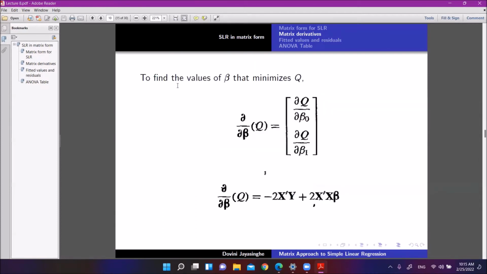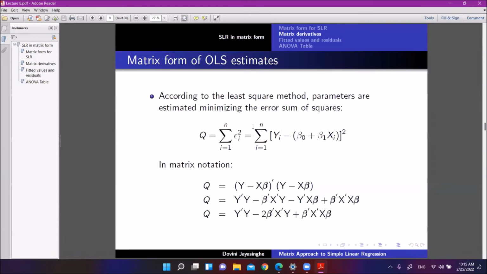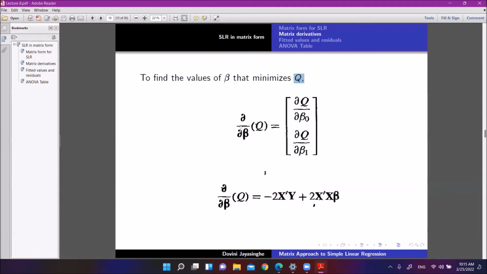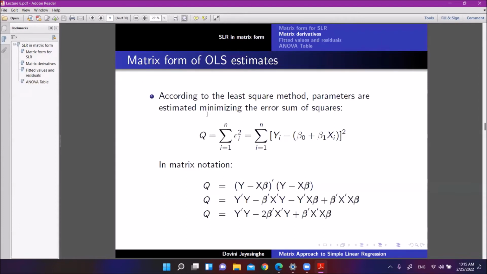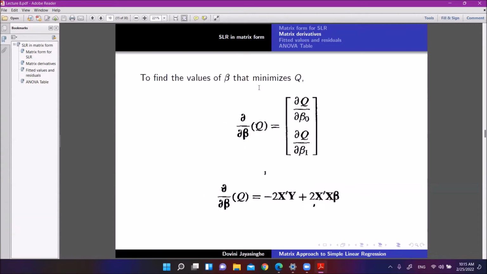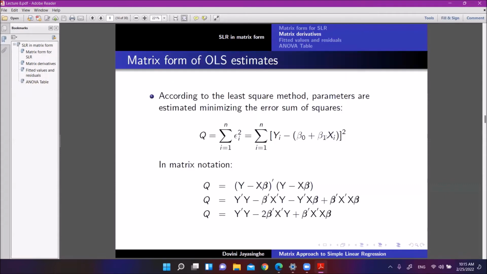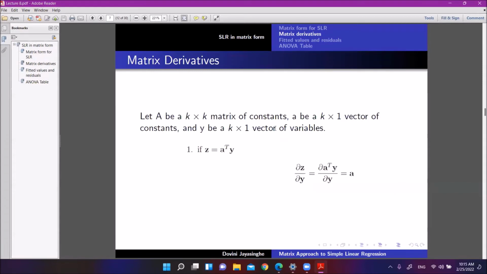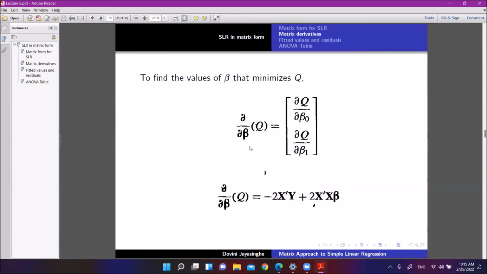So to find the values of beta that minimize Q, you have to minimize the error. You have to take the derivative with respect to beta, because we are going to minimize the error with respect to the beta vector. To do this, I have not shown you the derivation here, but you have to make use of these things. That's why it's given in the note, but the derivation is not tested and we are not interested in the derivation here. If somebody is interested, they can try this out. And this will end up like this.